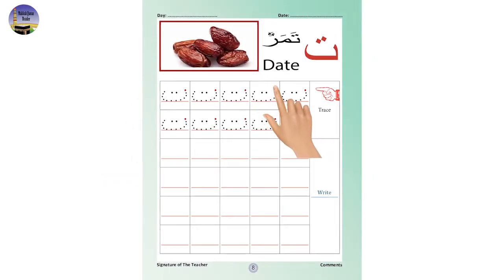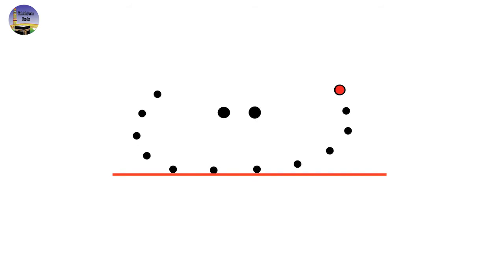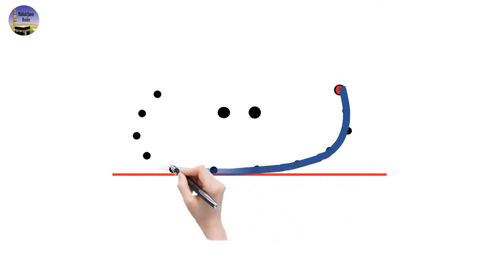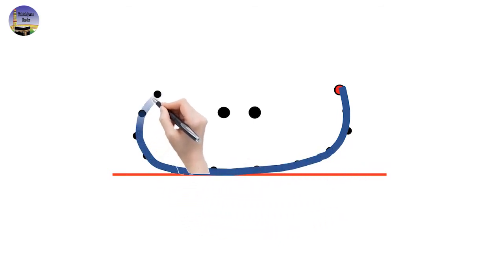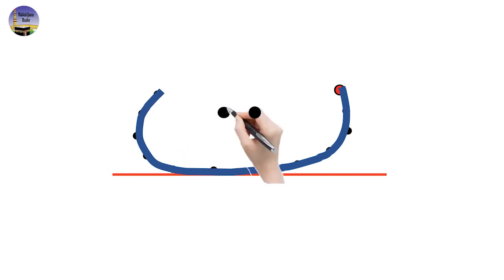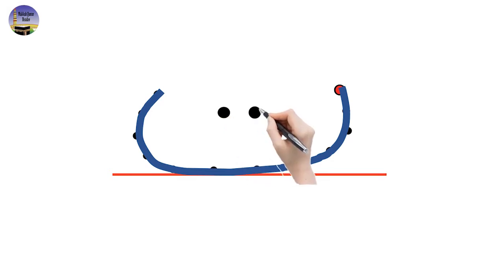Second one. Arabic starts from the right side. Start from the red dot. Make a curve. Go left. Touch the red line. Make another curve. And give 2 dots above the letter. Ta. Ta for tamarun. Tamarun means date.